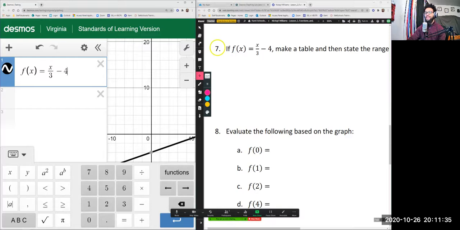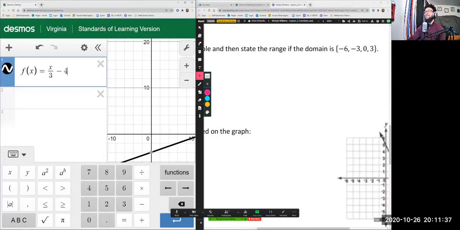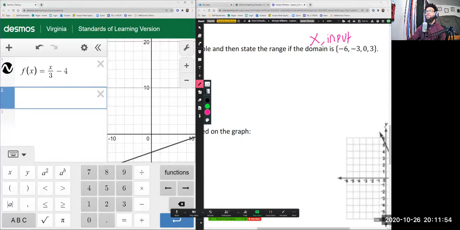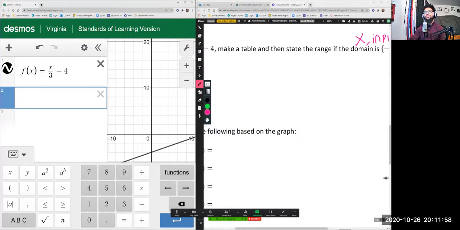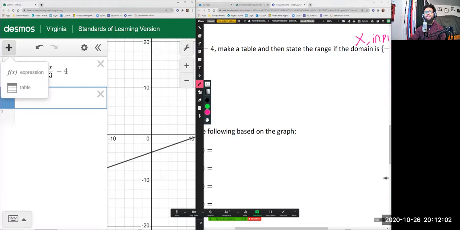Okay. And now it's asking us to make a table if the domain, in case you don't remember, our domain is our x and our input. To do that, let's go back to Desmos. What we can do is hit this plus button up top. It'll say add an item. We're going to click that and then table.